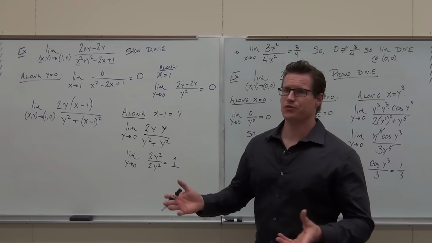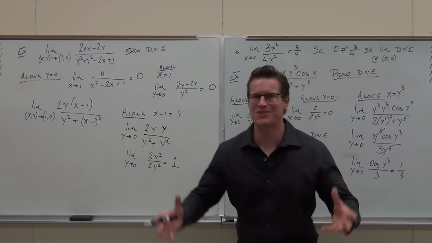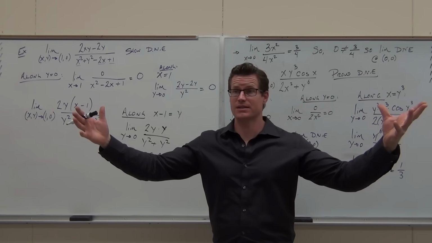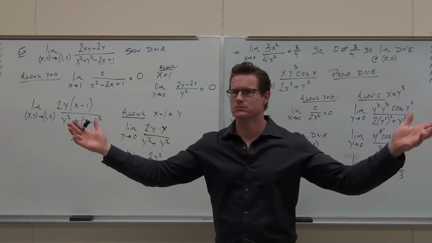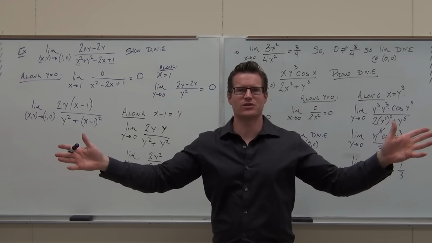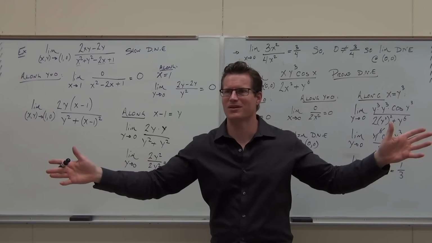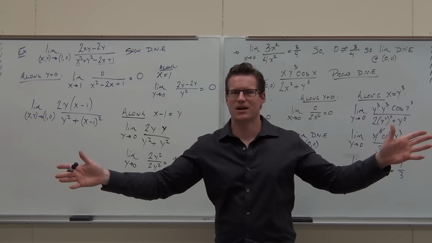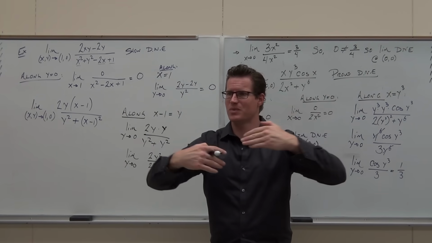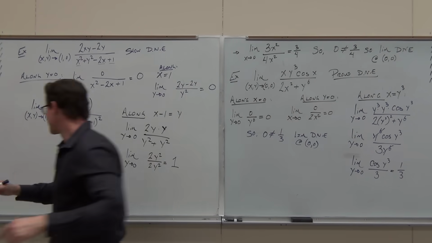Question, did it prove anything? Yes. Come on, put it together. What did it prove? Does not exist. Why? Because 0 does not equal 1. At that point they'll have different heights. Along these two paths, different heights. That's all I'm doing. That's it. Limit doesn't exist.